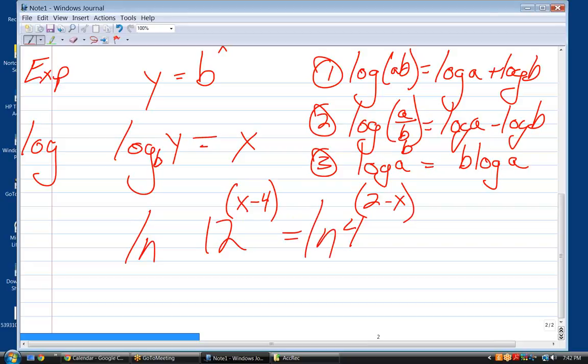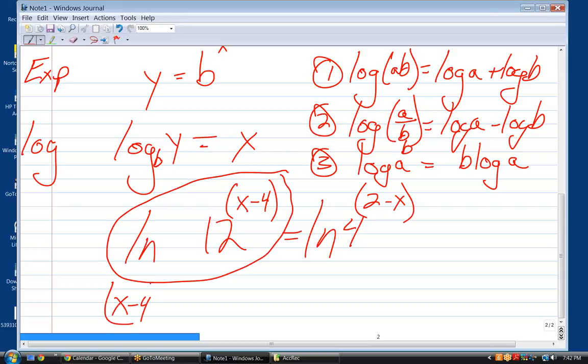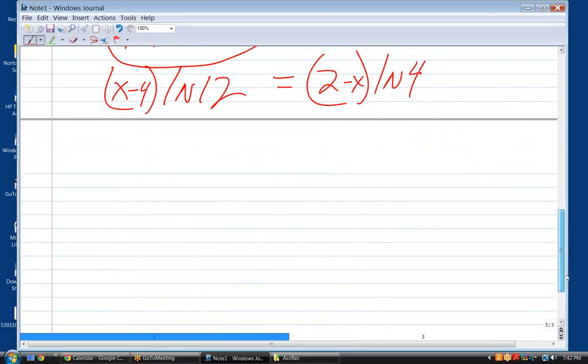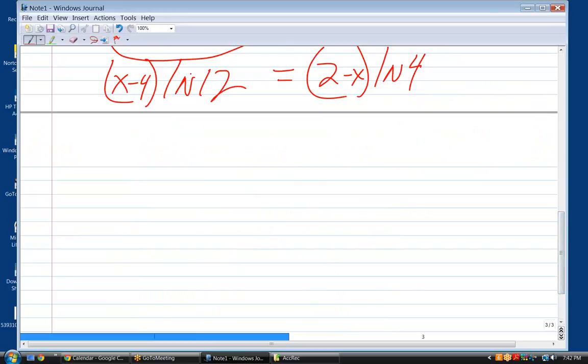Okay. Now we're going to use Rule 3 to rewrite this so that we can solve it using algebra. So how would I rewrite this side here? You would rewrite it as x minus 4 times the natural log of 12, exactly. And then 2 minus x times the natural log of 4. Okay. And notice that now we have an algebra equation. These are just numbers.